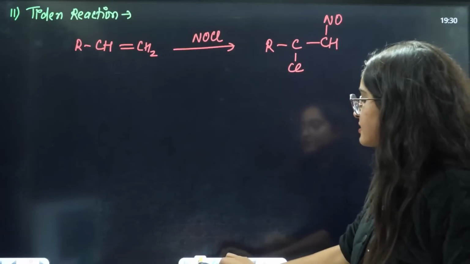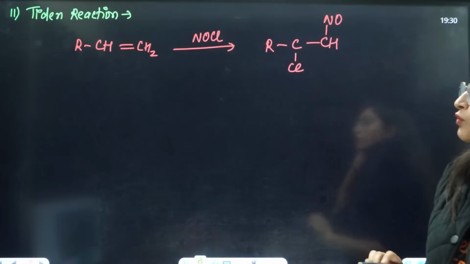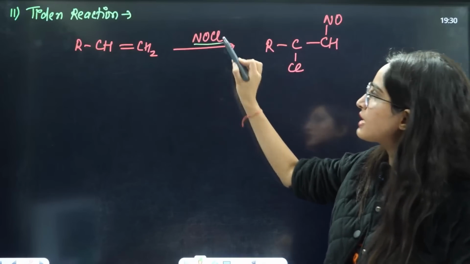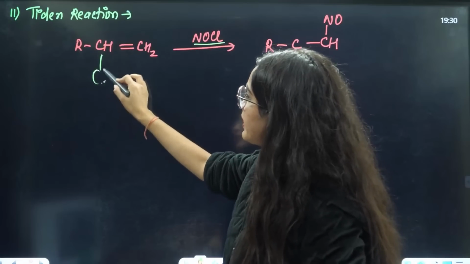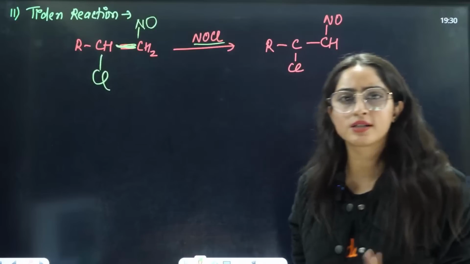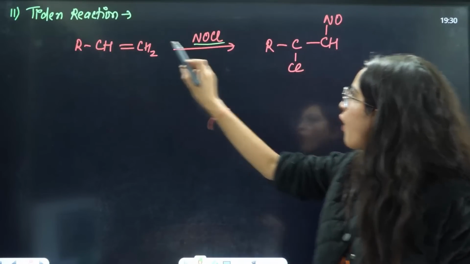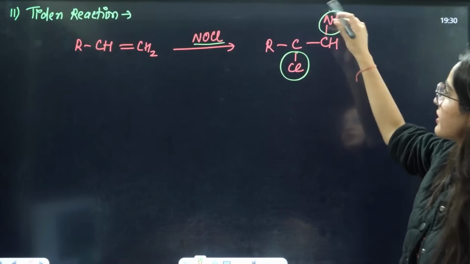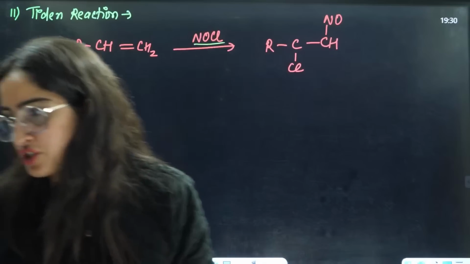Now, next is Tidden's reaction. In Tidden's reaction, what you will use? You will use NOCl, right? Now break this double bond. Cl will be attached here, NO will be attached here, and there you will have a single bond. Simple reaction. Cl is attached here, NO is attached here on the opposite positions. That is called Tidden's reaction.